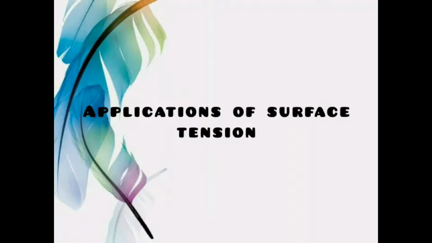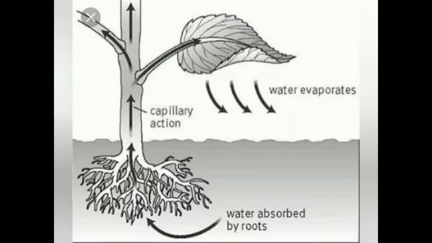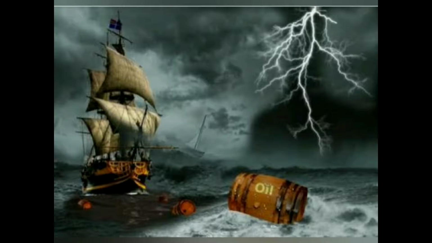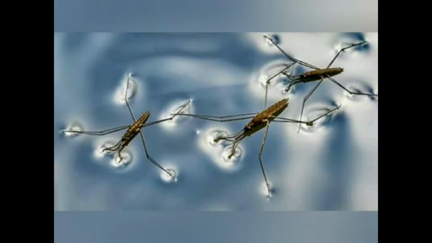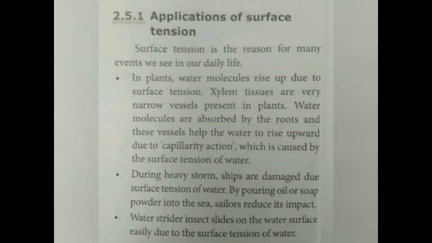Now let us look at the applications of surface tension. So in plants, water molecules from the ground rise up due to surface tension. அதாவது roots absorb பண்ணி வச்சிருக்க வாட்டரை it will rise upward due to capillary action. It is because of the surface tension of water. And during heavy storms, ships வந்து என்ன ஆகும், டேமேஜ் ஆகிடும் surface tension of waterனால. So by pouring oil or soap powder into the sea, sailors will reduce the damage caused by it. Next one, water striders. They are the insects which slide on the water surface easily because of the surface tension of the water.